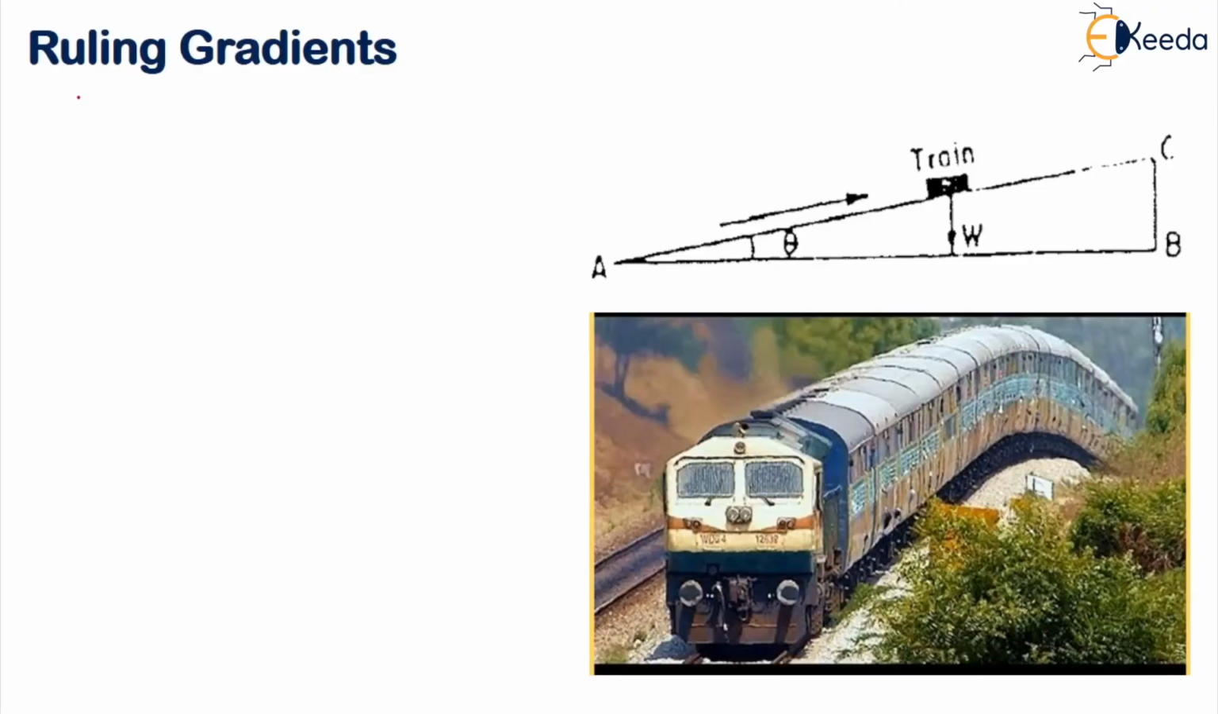The first type of gradient is the ruling gradient. Now this is nothing but the permissible gradient that we have to provide to the railway track. The permissible, that is the term. What is the term? Permissible gradient that we have to provide to the railway track throughout the length of the track is nothing but your ruling gradient. That much of gradient is the maximum which you can give.